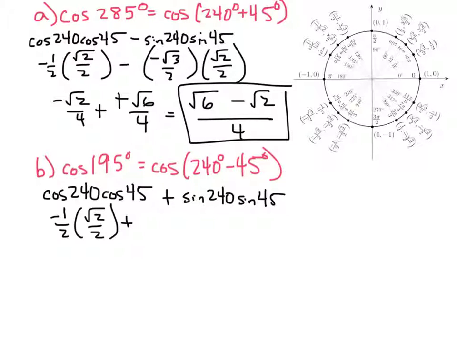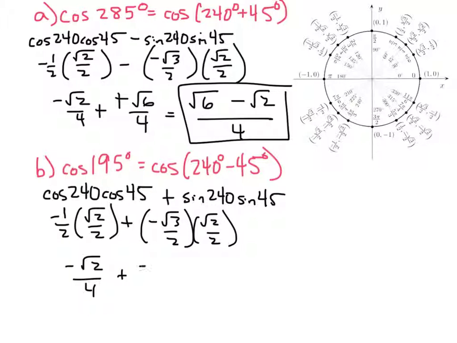Now I'm going to add the sine of 240. So we've done these numbers. The only difference is now we don't have this minus a negative. It's plus a negative, so it stays negative. Negative square root of 2 over 4 plus negative square root of 6 over 4. So we have negative square root of 2 minus the square root of 6 all over 4.